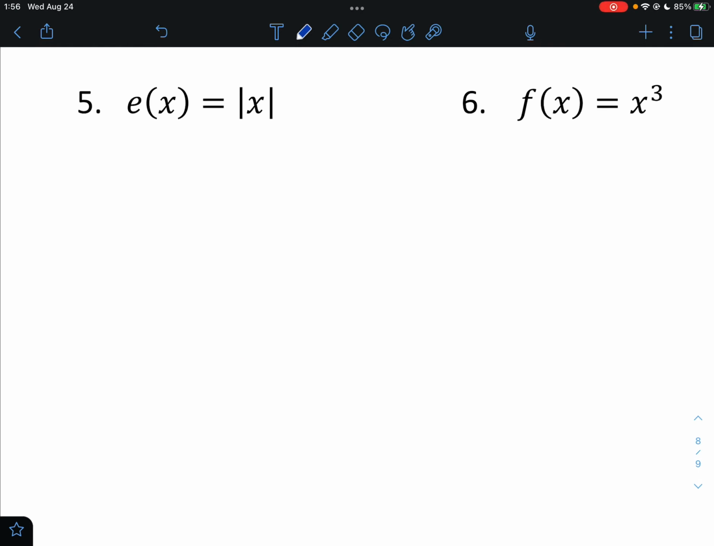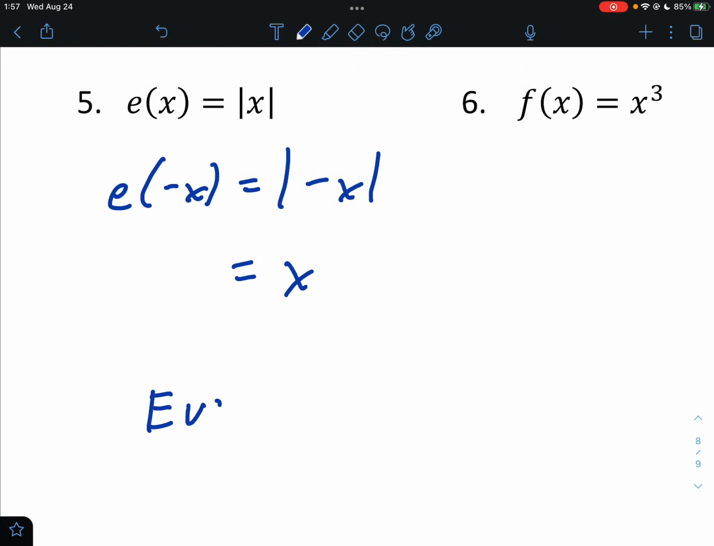Number 5, e of x, that would be e of negative x. So absolute value of negative x. Absolute value always just means to make it positive. So that would be x. And since those two are the same, absolute value of x and x, this would be an even function. But we already knew that. We already knew that the absolute value was even, right? So we just double checked that there.